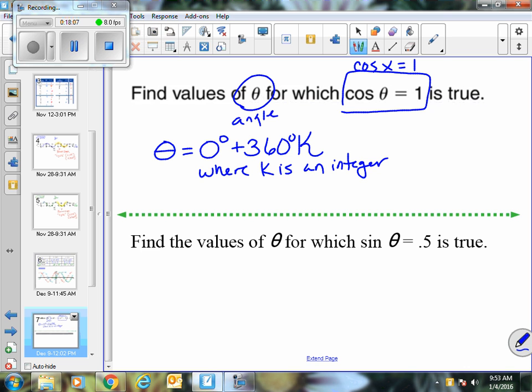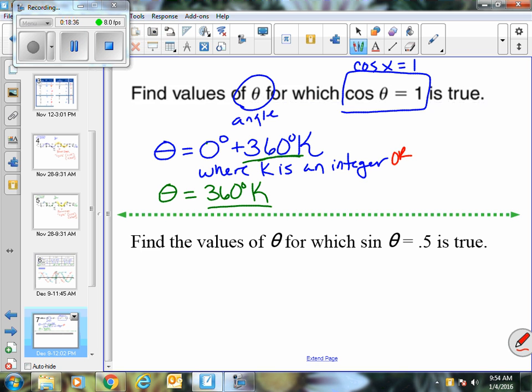Now this is a little redundant because technically 0 degrees is included in this 360k spot, because k is all the integers and 0 is one of the integers. So you could say just 360k because 0 is included in that list for k. Some people like to do angle plus 360k. It just makes them more comfortable. It's just a little bit redundant, so you don't have to have it because 0 is an integer as well.